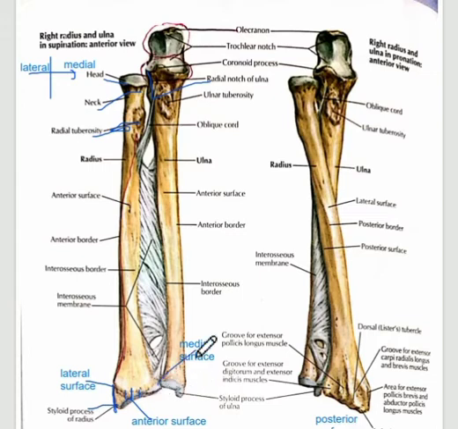This one is the medial surface. This medial surface consists of a notch which is called the ulnar notch of radius because it articulates with the head of ulna. This one is the posterior surface of the lower end. It consists of 1 to 4 grooves. These are grooves which are present on its posterior surface, and a tubercle. This is called the dorsal lister's tubercle.